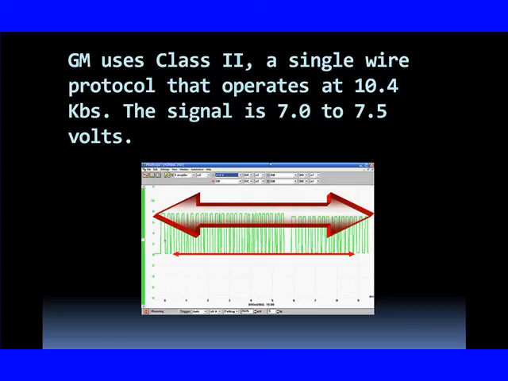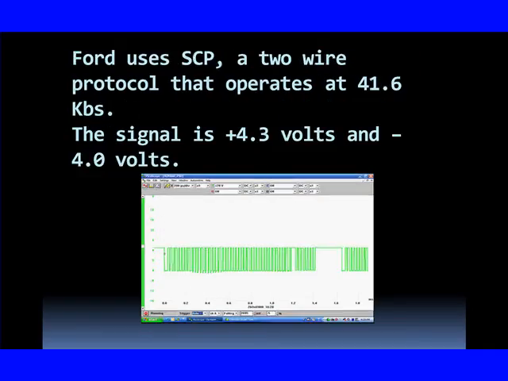It's a single wire protocol that operates at 10.4 kilobits. The signal goes between 0 and 7.5 volts. And again, go to the communication section. But if you cannot communicate with your computer, in all likelihood, the computer cannot communicate with the external module either. You're going to have to go find out why the system is shut down. In that case, you're going to have to go diagnose this.